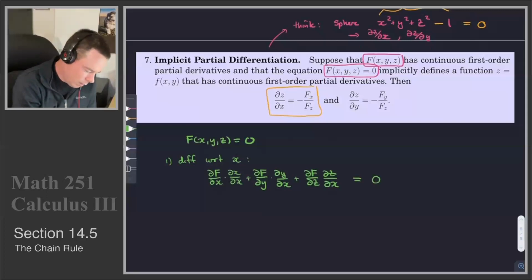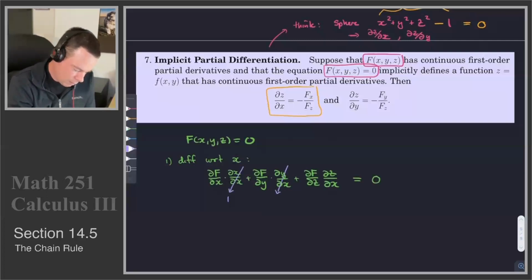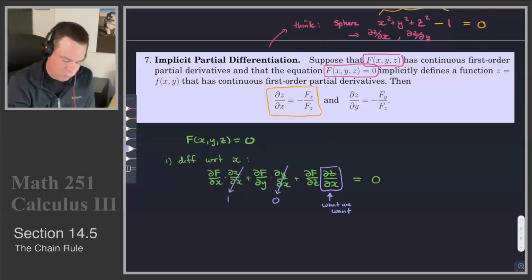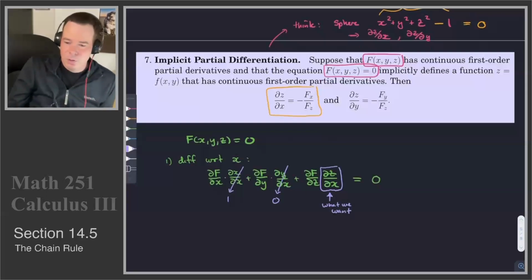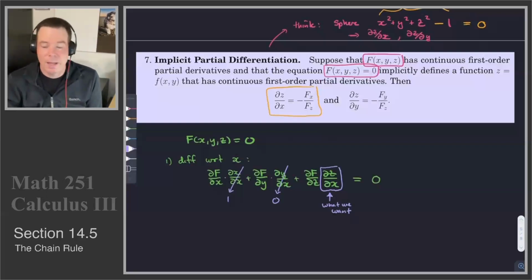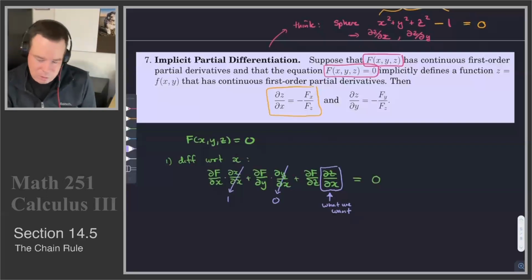And then we look at the expression and we say, well, dx/dx, that's 1. So just like we've argued in the example above. dy/dx, that's 0. And dz/dx, that's what we're looking for. This is what we want, right? Because we're interested in finding the partial derivative of z with respect to x, and the partial derivative of z with respect to y. We want those two partial derivatives in order to construct tangent planes, linear approximations, and the like.